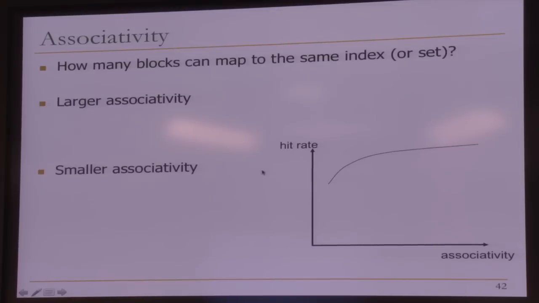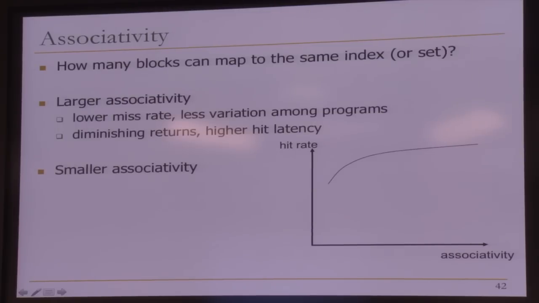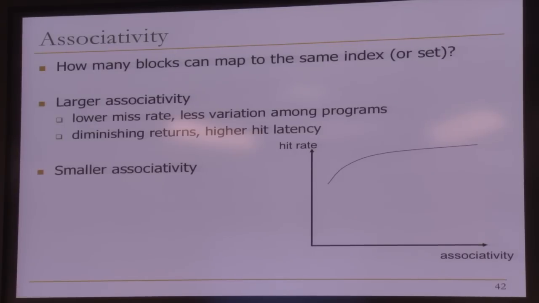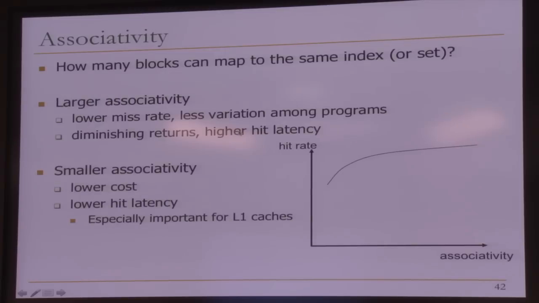Okay, associativity. What about the associativity? I've shown you this picture before, so I'll go through this very quickly. If you have larger associativity, you get lower miss rate overall, and you have less variation among programs, because some programs have higher associativity needs, some programs don't care. If you design a higher associative cache, then you cover more programs to get good hit rate. The downside is you get this kind of curve, diminishing returns. And also you get higher hit latency with higher associativity. Smaller associativity has lower cost and lower hit latency. This is especially important for L1 caches.